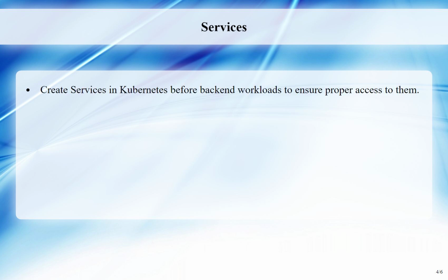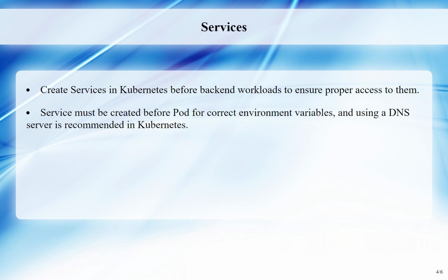In Kubernetes, it is important to create a service before its corresponding backend workloads, as well as before any workloads that need to access it. This is because when a container is started, Kubernetes provides environment variables pointing to all the services that were running at the time. If a pod wants to access a service, the service must be created before the pod to ensure that the environment variables are populated correctly.